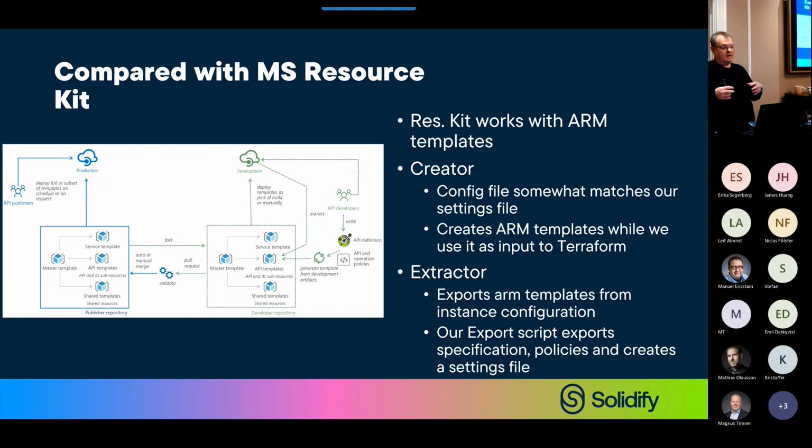And they have two different tools. One is called Extractor, and for that you need a configuration file where you specify basically the same things that we have in our settings file. So it's the same kind of information, so of course it should be quite close. They create ARM templates for it, but we will use our configuration as input to the Terraform templates that we have created to actually do the work and get it into API management.